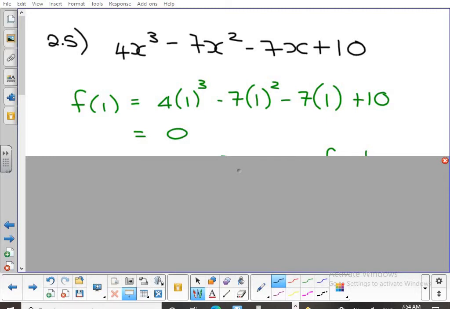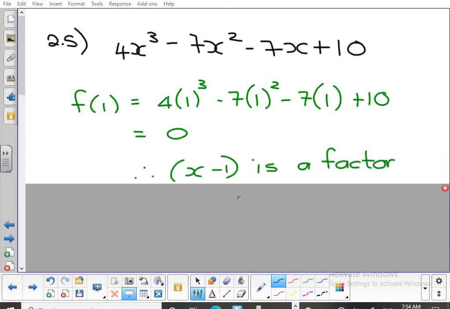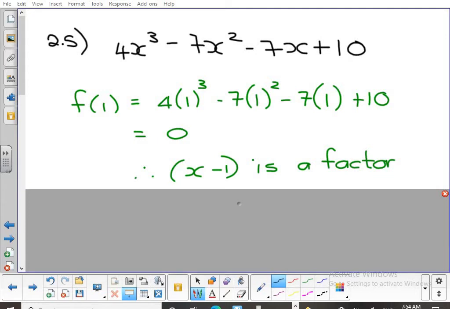So what do we need to remember? If that is plus 1, the factor is going to be x minus 1. If that is minus 1, the factor will be x plus 1. So I said, therefore, x minus 1 is a factor.